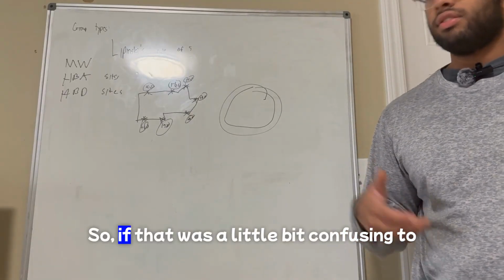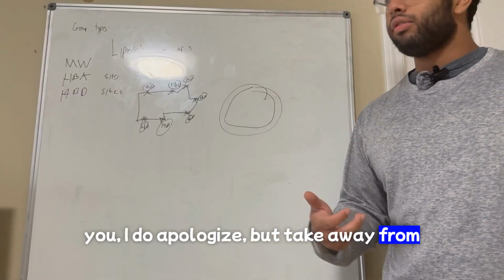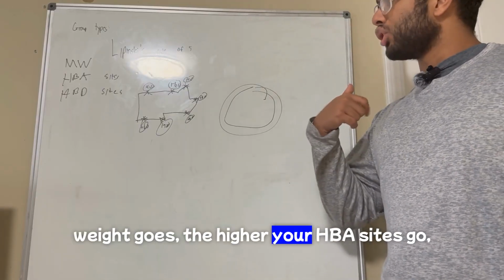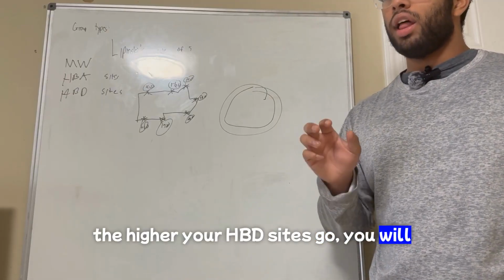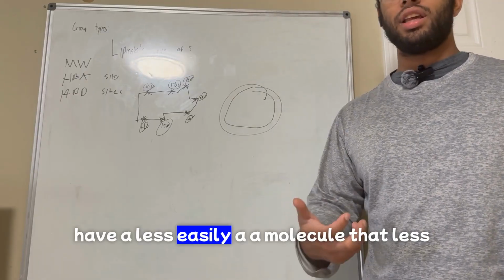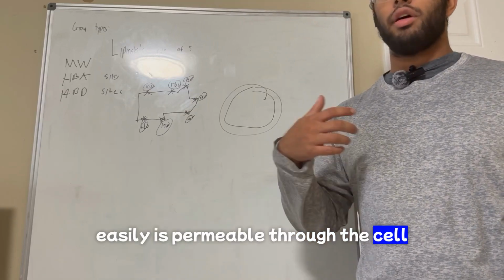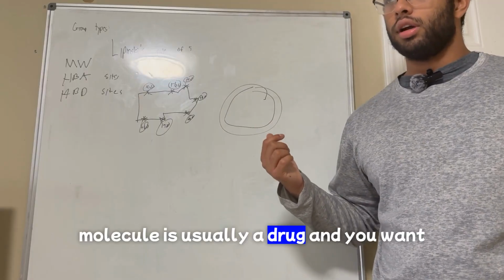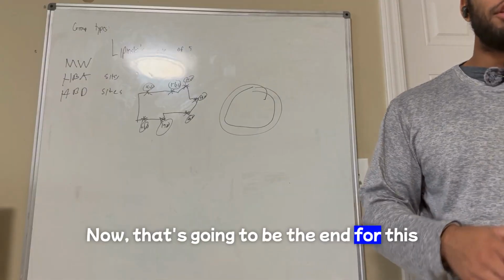So if that was a little bit confusing to you, I do apologize. But take away from this that the higher your molecular weight goes, the higher your HBA sites go, the higher your HBD sites go, the less easily permeable through the cell membrane the molecule will be, which is important because that molecule is usually a drug, and you want that drug to go into the cell. Now, that's going to be the end for this video.